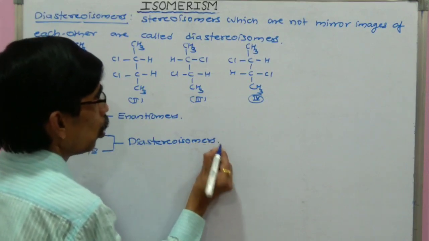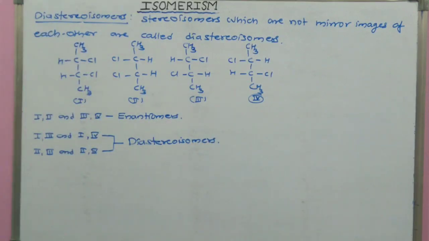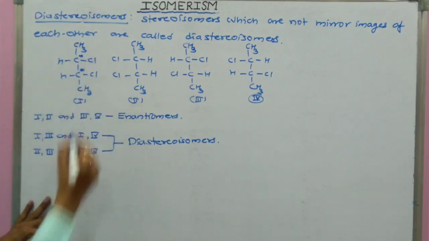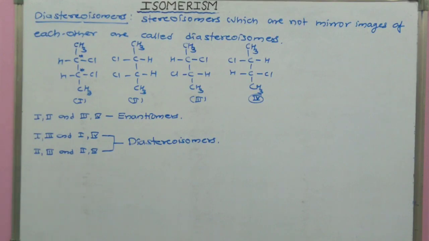So in this example, there are two asymmetric carbon atoms. Four isomers are formed. Out of these four, two pairs are enantiomers, and the rest are diastereoisomers.